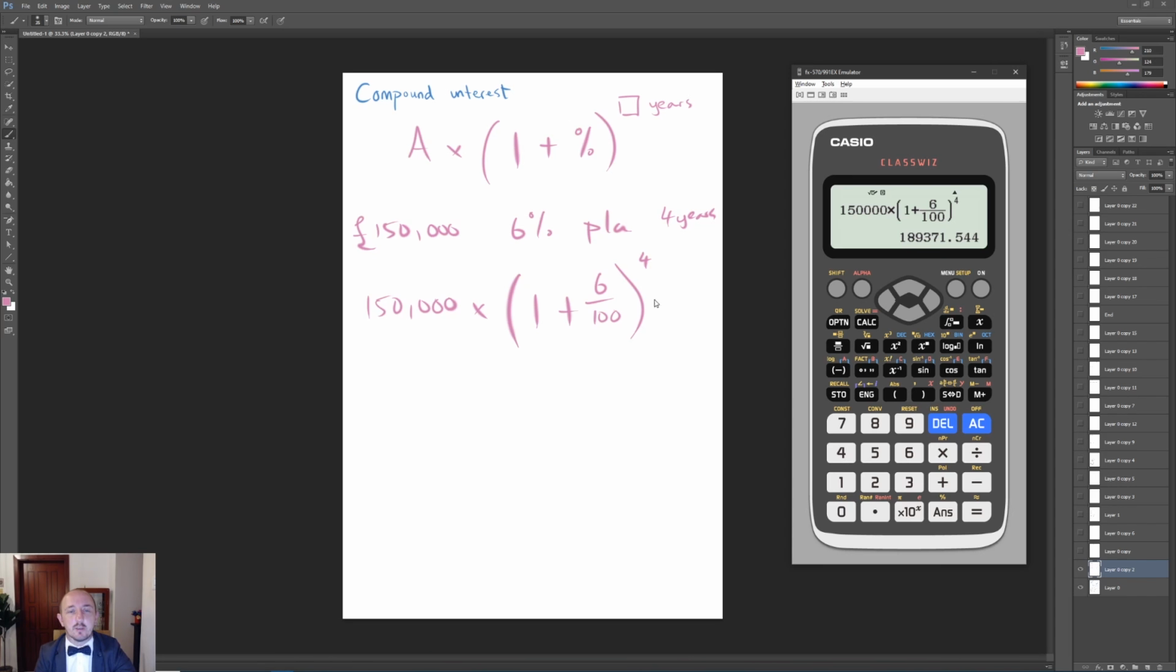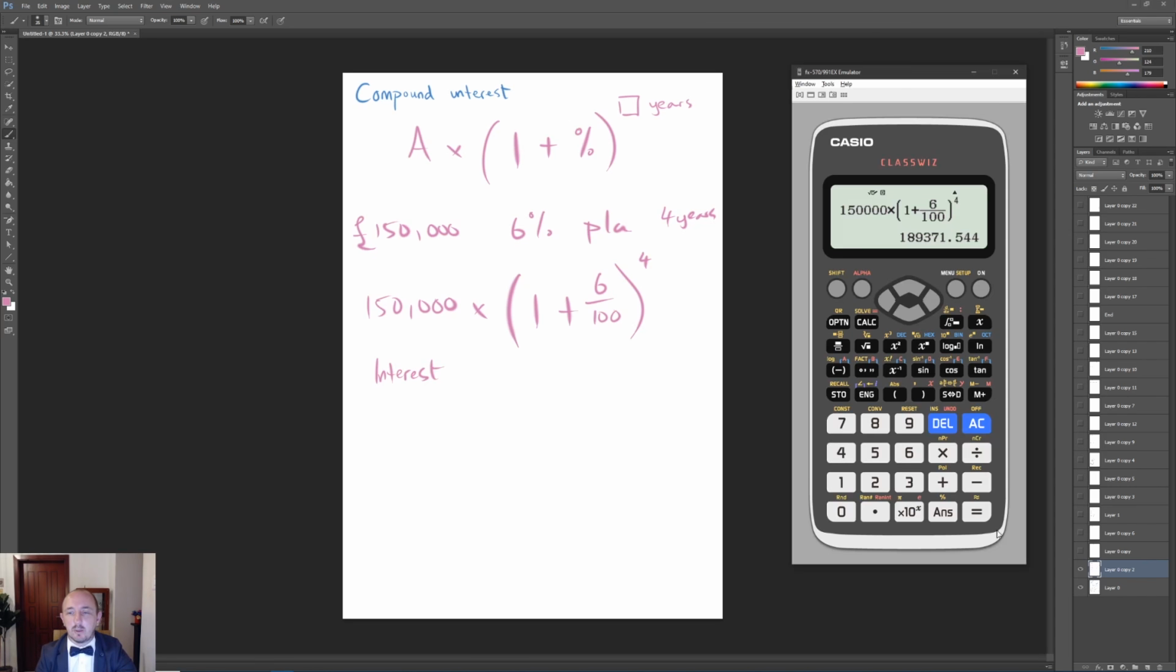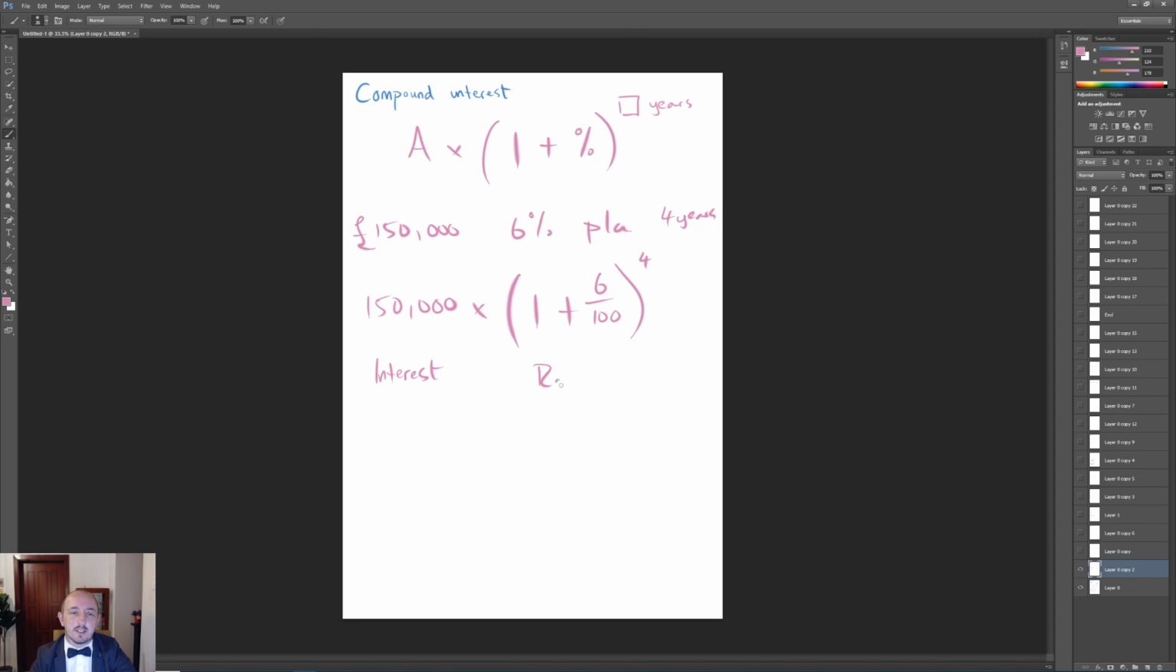So we use this formula to give you the compound interest, but just be careful because sometimes the question asks you just for the interest. Okay, so in that case we would subtract our initial investment, and that's the interest that we've earned, or it might say round it to the nearest, and we just have to make sure that we do that as well.